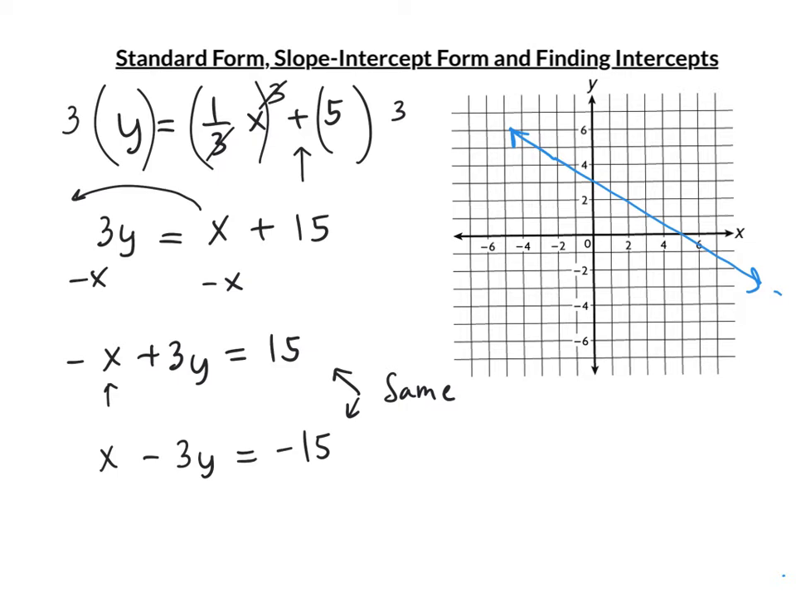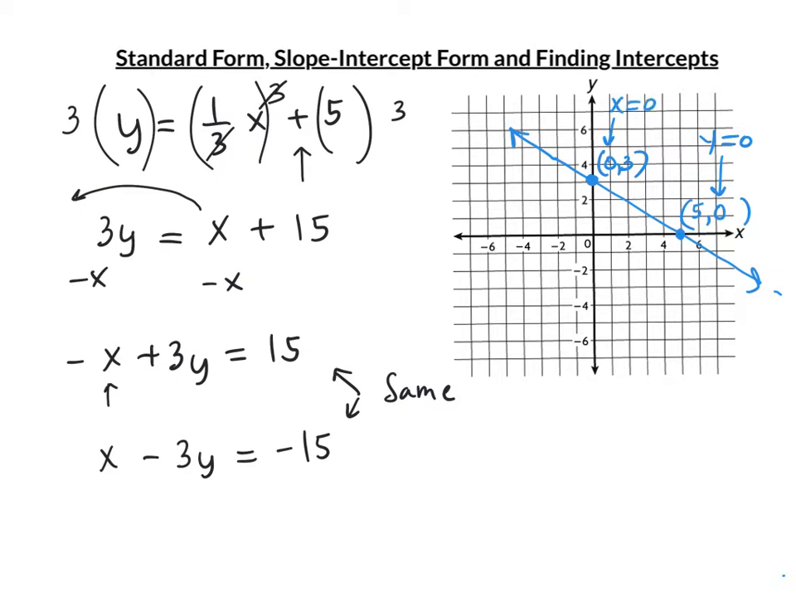Look at the line here and where it crosses the axes. Notice that this point right here is 5, 0. And the important thing to realize is that if you're on the x-axis, y is 0, always. And if you're on the y-axis, this point is x is 0, y is 3. Again, the important thing to notice is that if you're on the y-axis, x is 0.